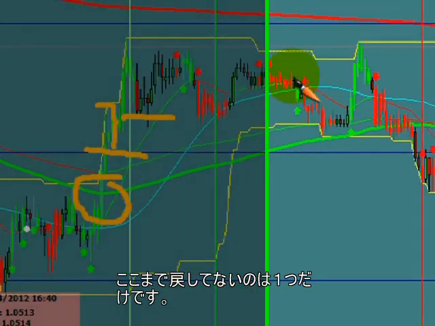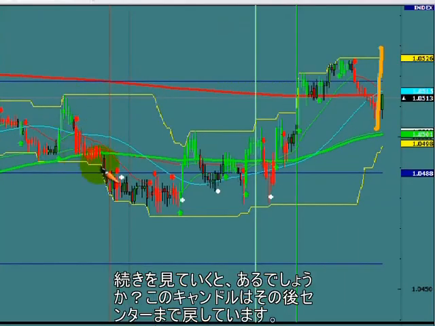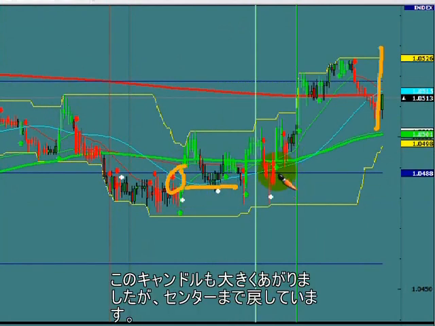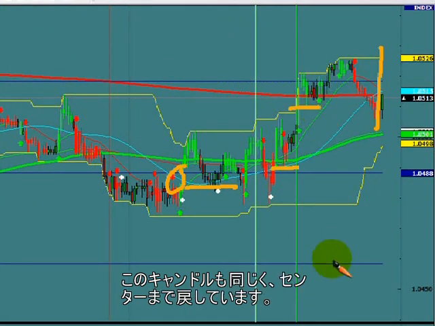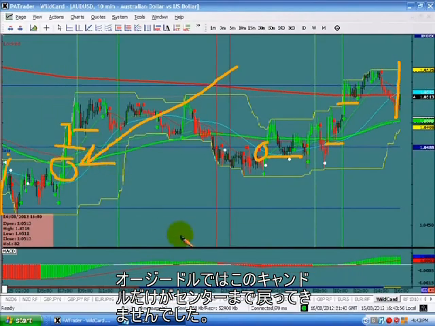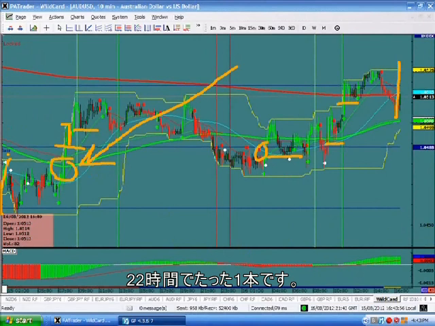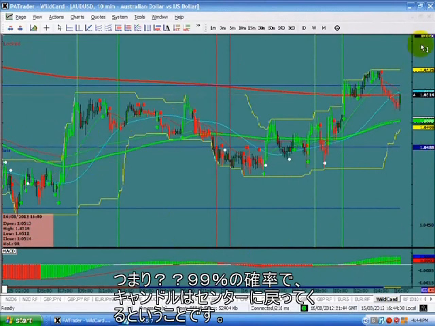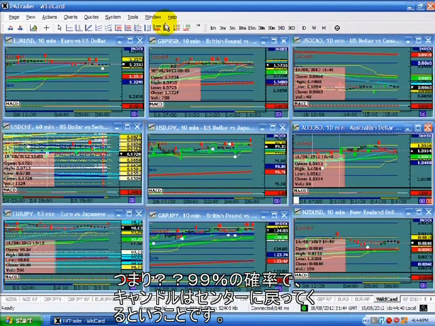So there's one so far. As we look across here, we're looking for any candles that do not center themselves. This one takes off right here, centers over here. This one takes off, centers right here. And this one takes off and it centers right there, okay? So on the Australian market, this is the only candle right here that did not center. One candle in 22 hours. What does that mean? 99% of the time the market centers.